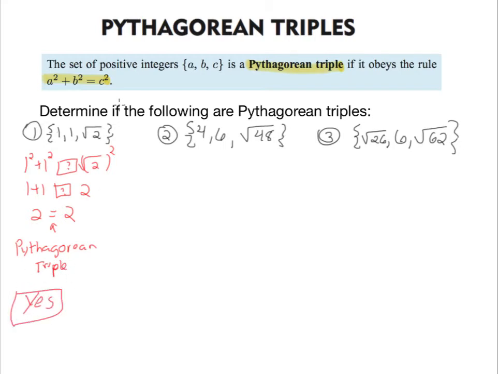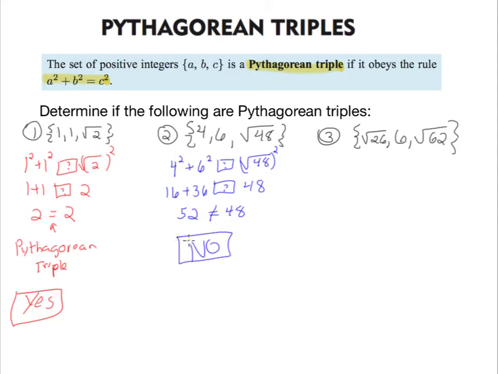The second example, we're going to see if 4 squared plus 6 squared is equal to the square root of 48 squared. So I end up with 52, which is not equal to 48. So these three numbers, 4, 6, and the square root of 48, are not Pythagorean triplets.